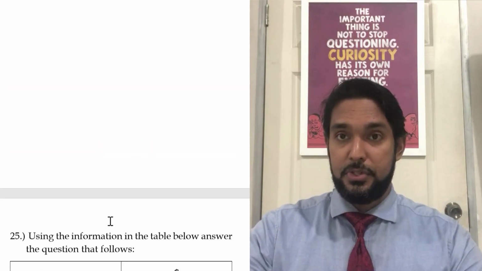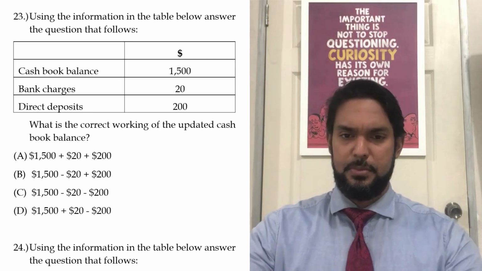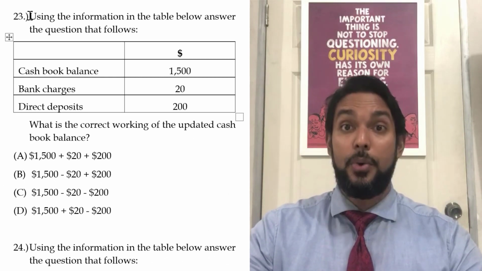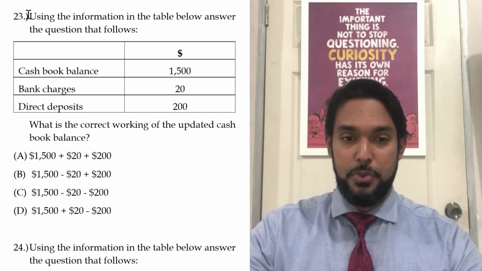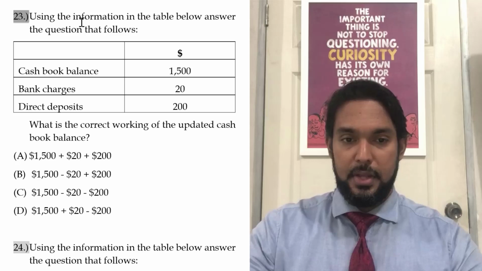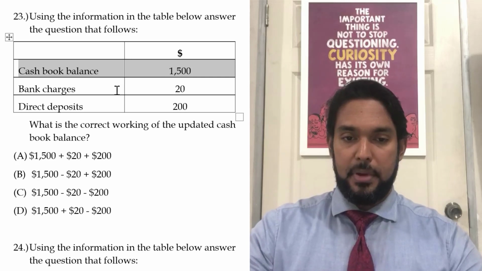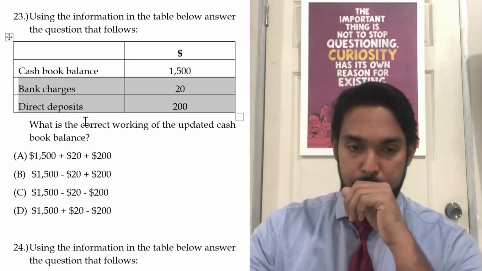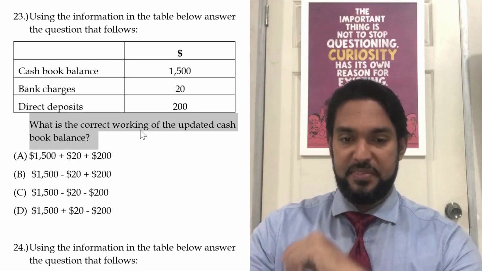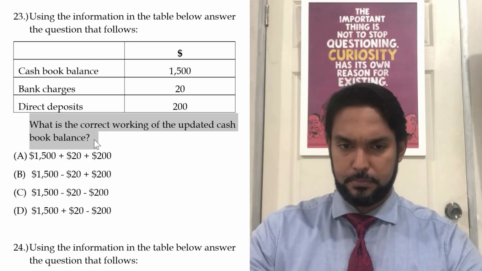Let's scroll down to 23. So we're almost home free here. We have just about 8 questions to go. Now we have some calculations. Using the information in the table below, answer the question that follows. So we have a cash book balance, bank charges, and direct deposits. What is the correct working of the updated cash book balance?